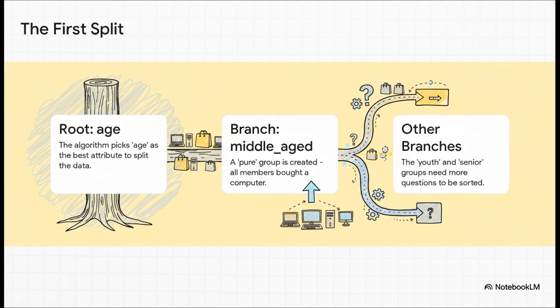Our tree starts with age right at the top, the root node. The data gets split into 3 branches: youth, middle-aged, and senior. And check this out. The middle-aged branch is already perfectly sorted. Every single person in that group bought a computer. That's what we call a pure group. It's the perfect outcome. The other branches, well, they're still a bit messy, so they'll need a few more questions.